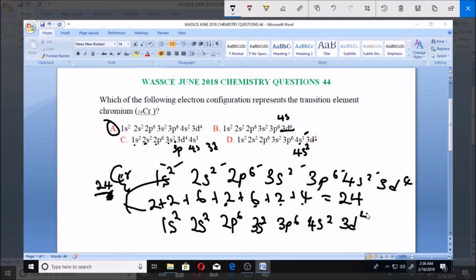In this case we have 4. So that's how you move when you are calculating the electrons in electronic configuration. So A is the perfect answer for this. So you can see this under electronic configuration. Thank you.